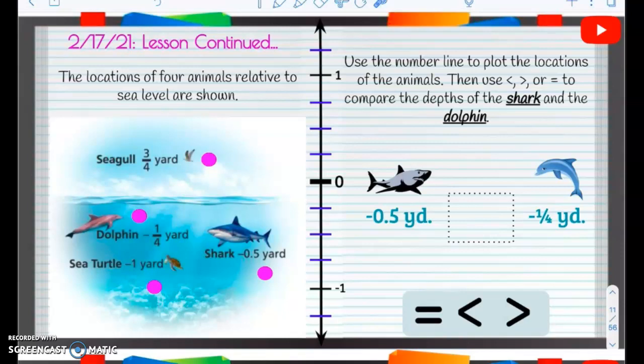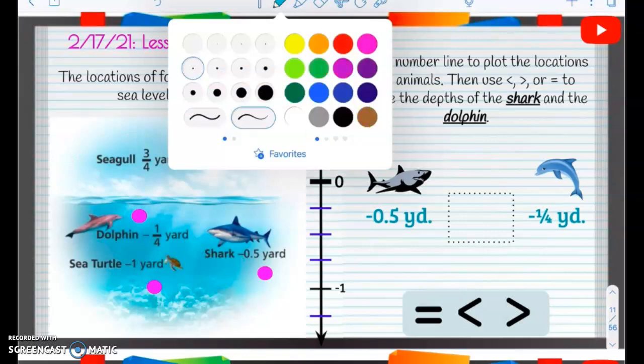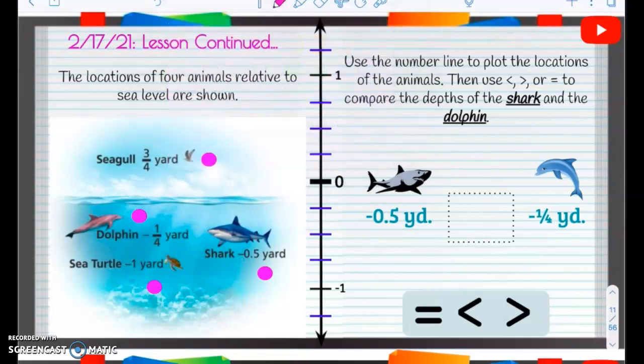sea level. All right, so what we are going to do is, first of all, take these and plot them on our number line. So, if we have this first one, the seagull, we will take this dot and plot it on this number line. So we're going to plot the locations of the animals.